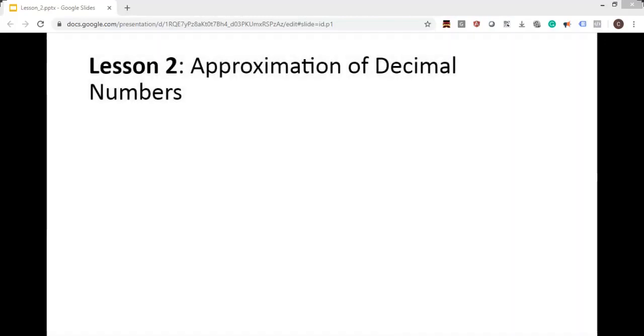We are going to continue from where we stopped the last time, and our lesson for today will be approximation of decimal numbers. Approximation of decimal numbers.